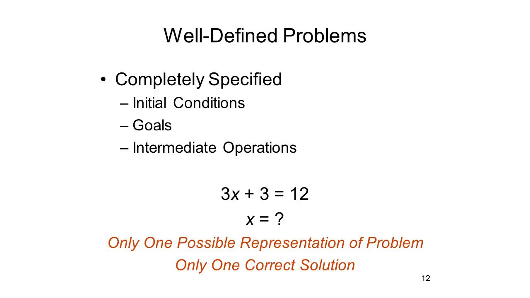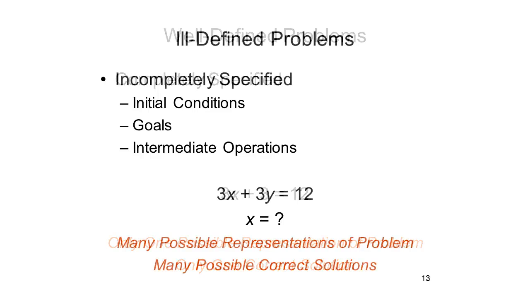If I give you an equation like 3x plus 3 equals 12, and I ask you to solve for x, there's a set of intermediate operations that'll get you the correct solution. You subtract 3 from each side of the equation, and then you divide each side of the equation by 3. Well-defined problems are those in which there is only one possible representation of a problem, and thus only one correct solution. And in this case, the algorithm will give you that correct solution every time.